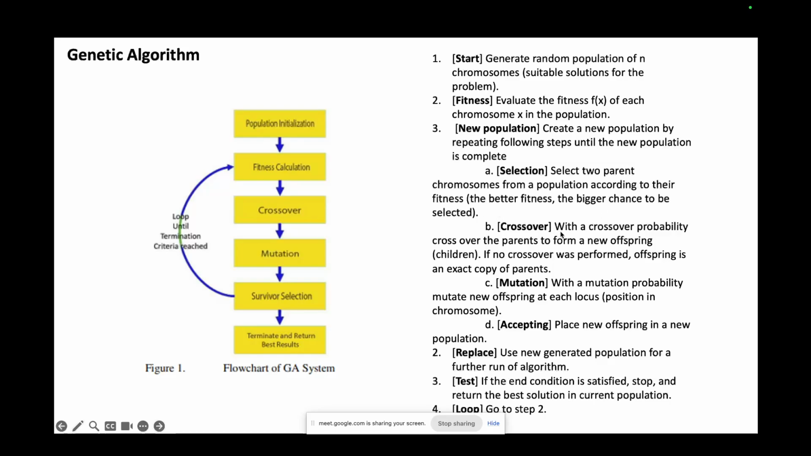After selection, you do a crossover with certain probability functions involved, like which parameters can cross over and what is the probability of those. Basically, with a crossover probability, you cross over the parents to form a new offspring. If no crossover was performed, the offspring will be an exact copy of the parents, right? And you can introduce mutations in every generation. With a probability function, maybe you can mutate certain genes inside the chromosomes, and the new generation will carry those mutations.